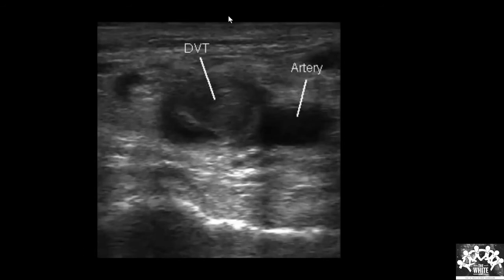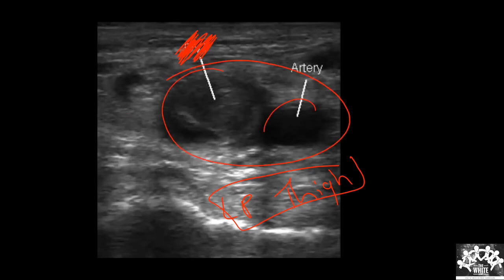One minute. I hope you have not read this. Now this is the linear probe which is kept on the thigh. What do you think these two structures are? If this is the artery, what is this? So this is the vein.